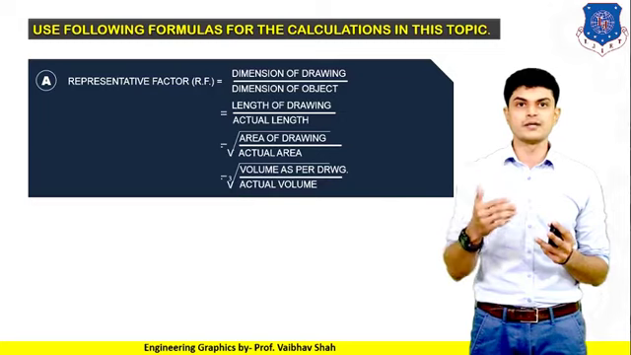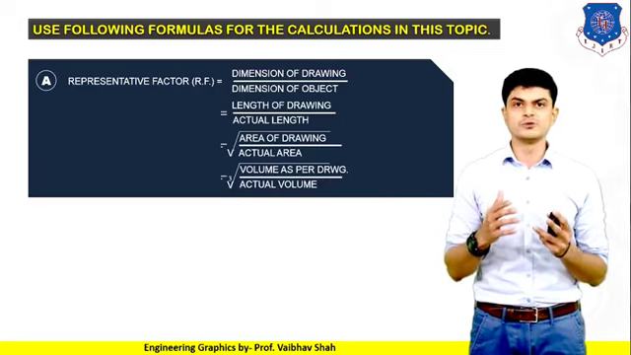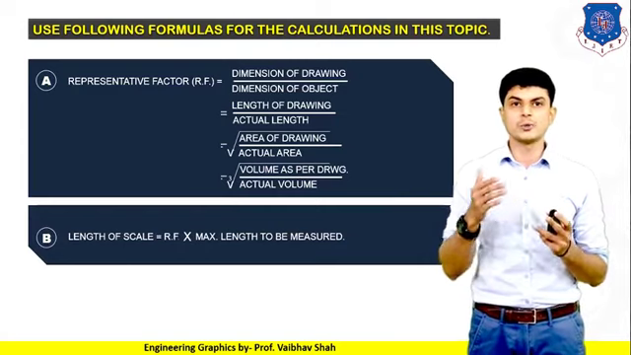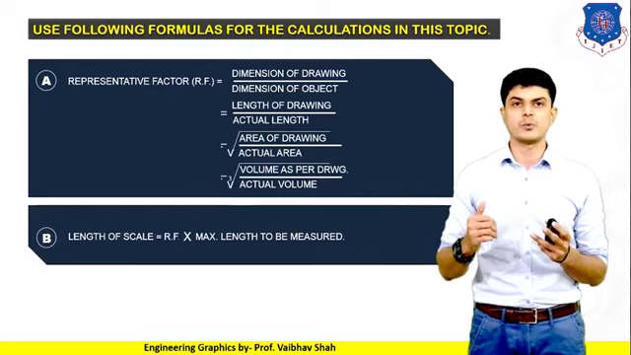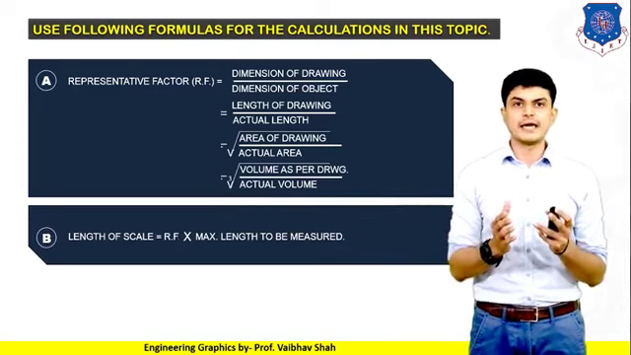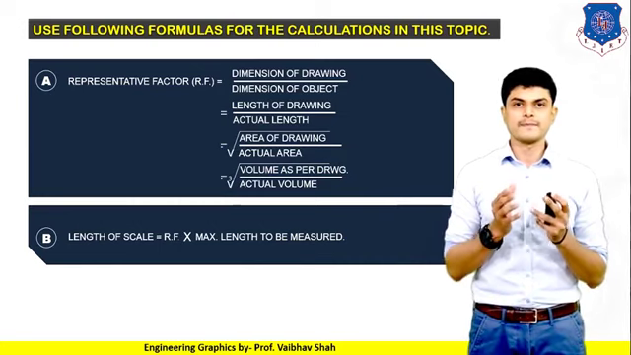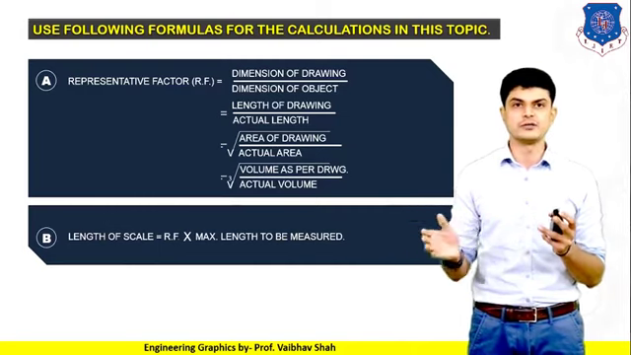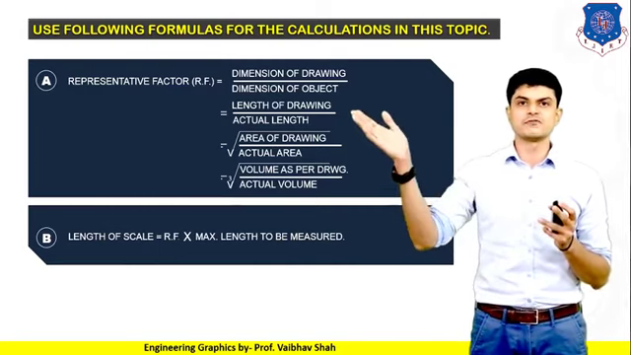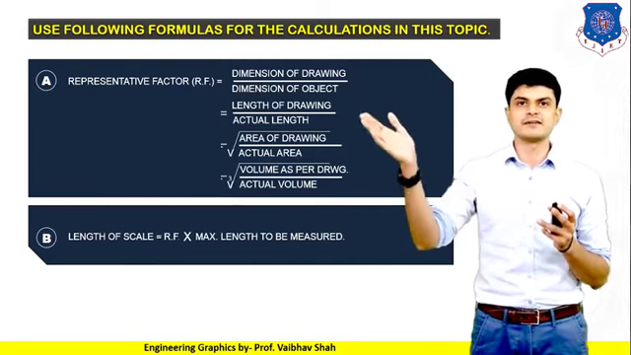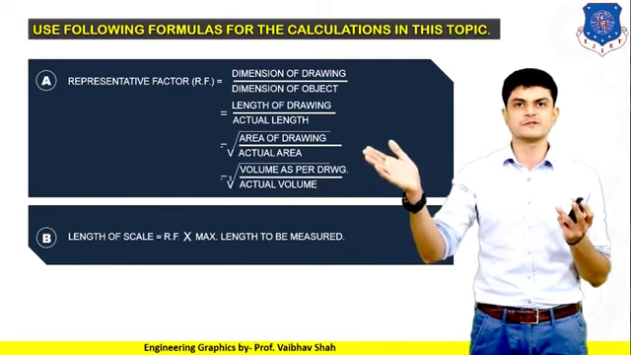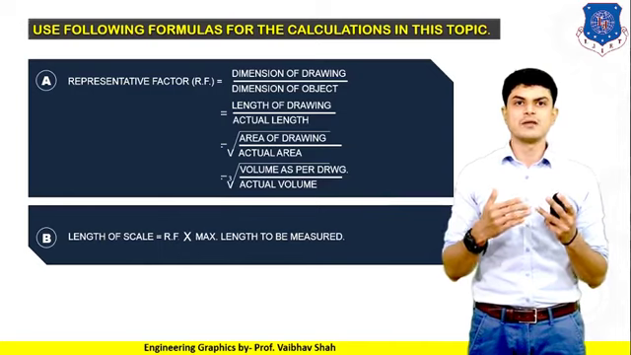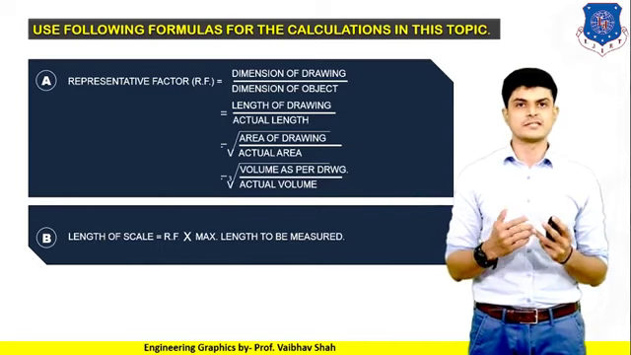Now we will be using another equation, which is nothing but the length of scale, or you can say actual length of scale. This equation, length of scale, can be defined as RF into maximum length to be measured. So RF we will obviously be using from the previous equation. So we will be deriving this RF from any of the equations, and the maximum length to be measured must be given in the example for which we need to construct our scale.